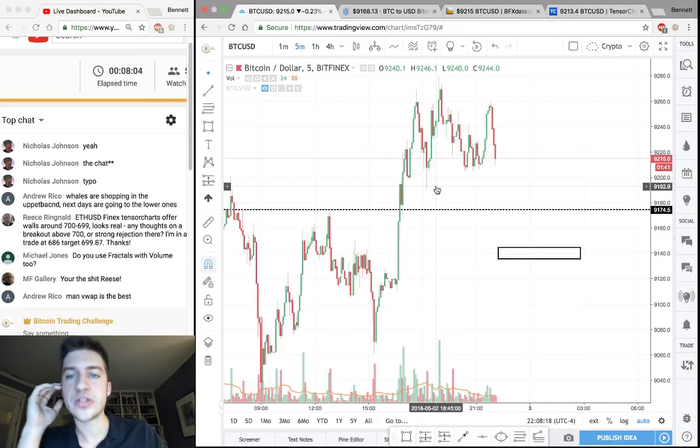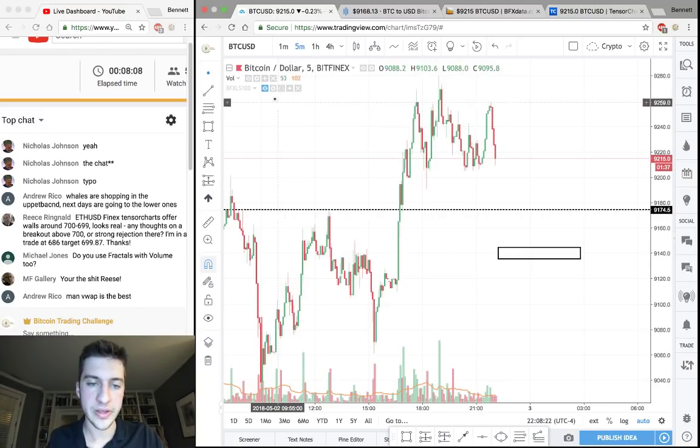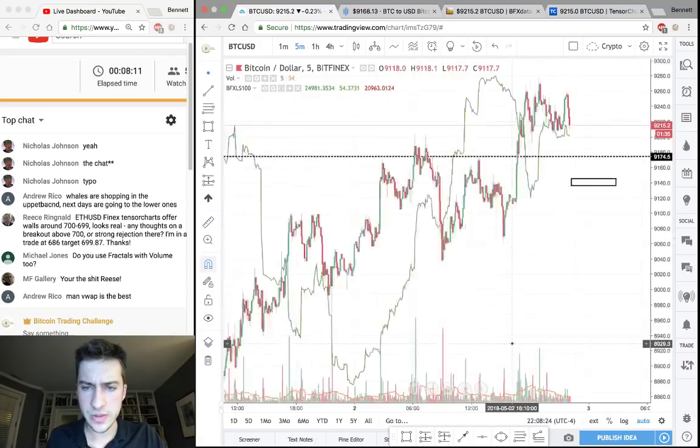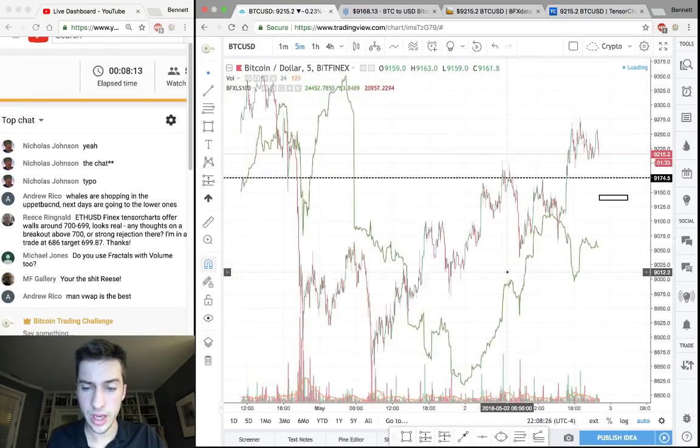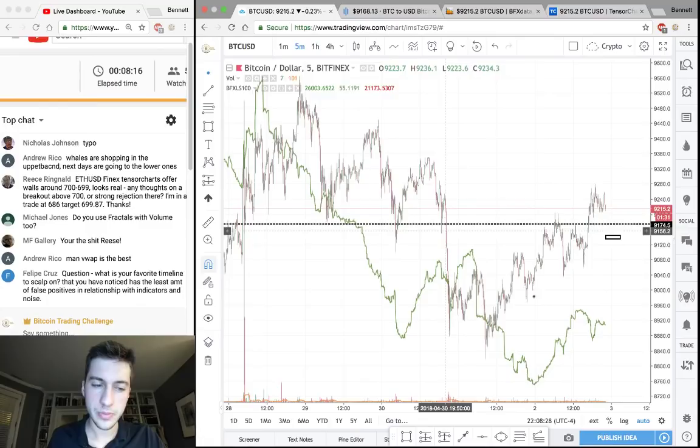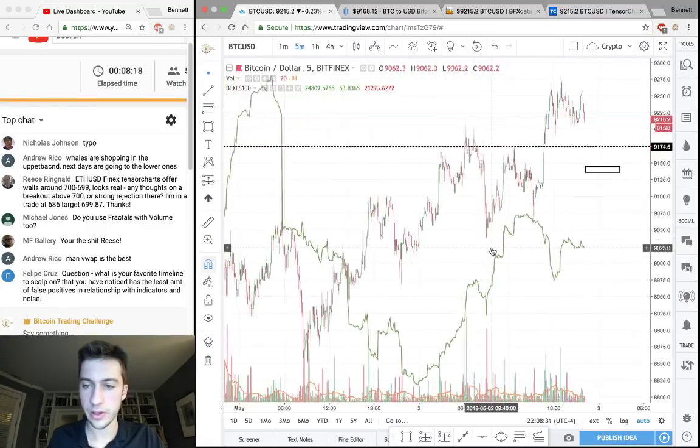I'm just looking at Fibonacci's and not even at order flow or any bias indicators, because sentiment doesn't really look that good. Longer term it looks good, but it just doesn't look good now.